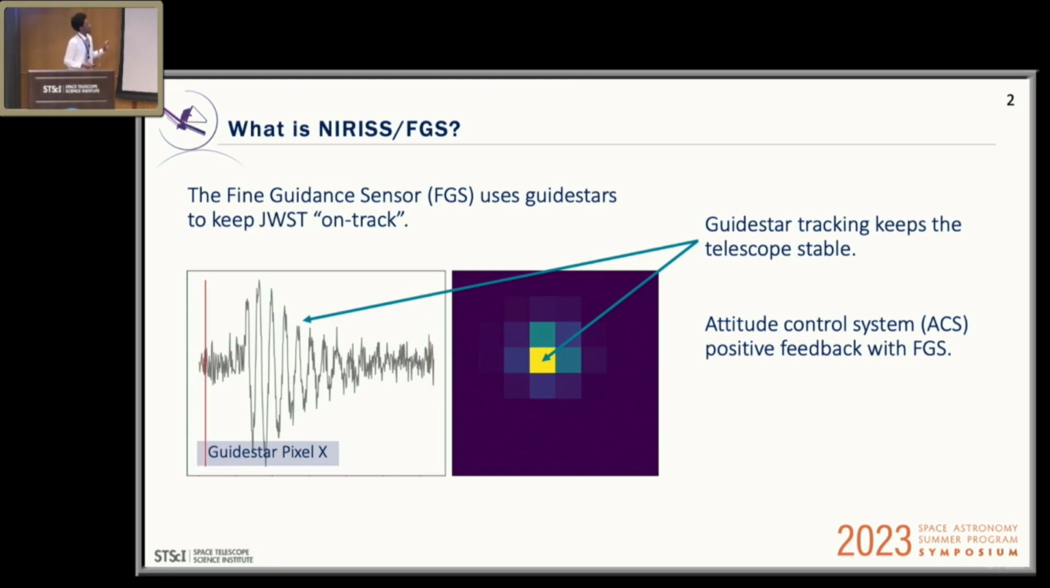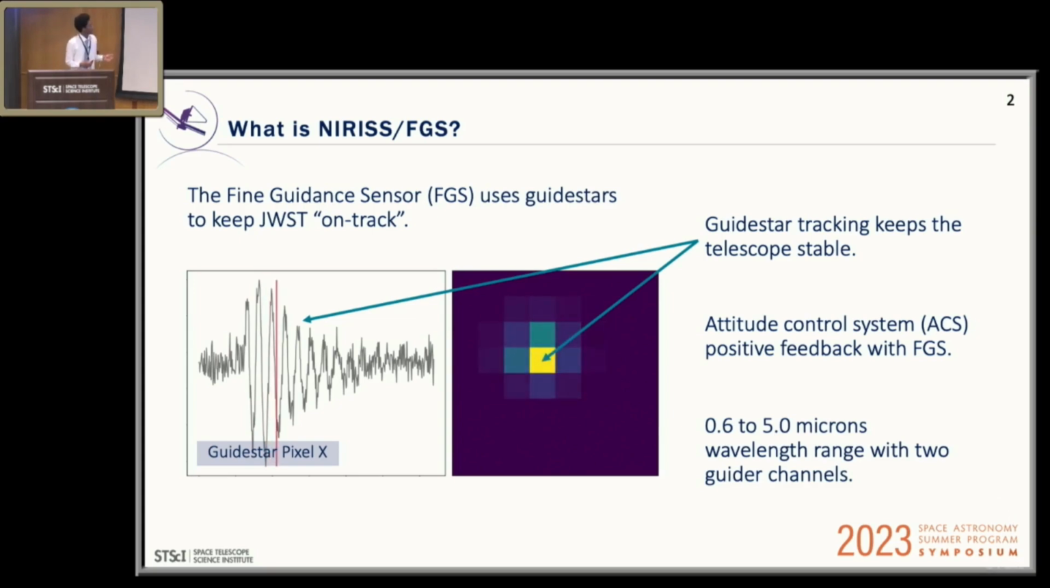So the FGS sends this data to the attitude control system, ACS. And what that does is actually move the observatory left or right, or wherever it needs to go to have a great pointing on the guide star. Another quick tidbit about the FGS is that it's within the 0.6 to 5 micron wavelength range, and it also has 2 guider channels.